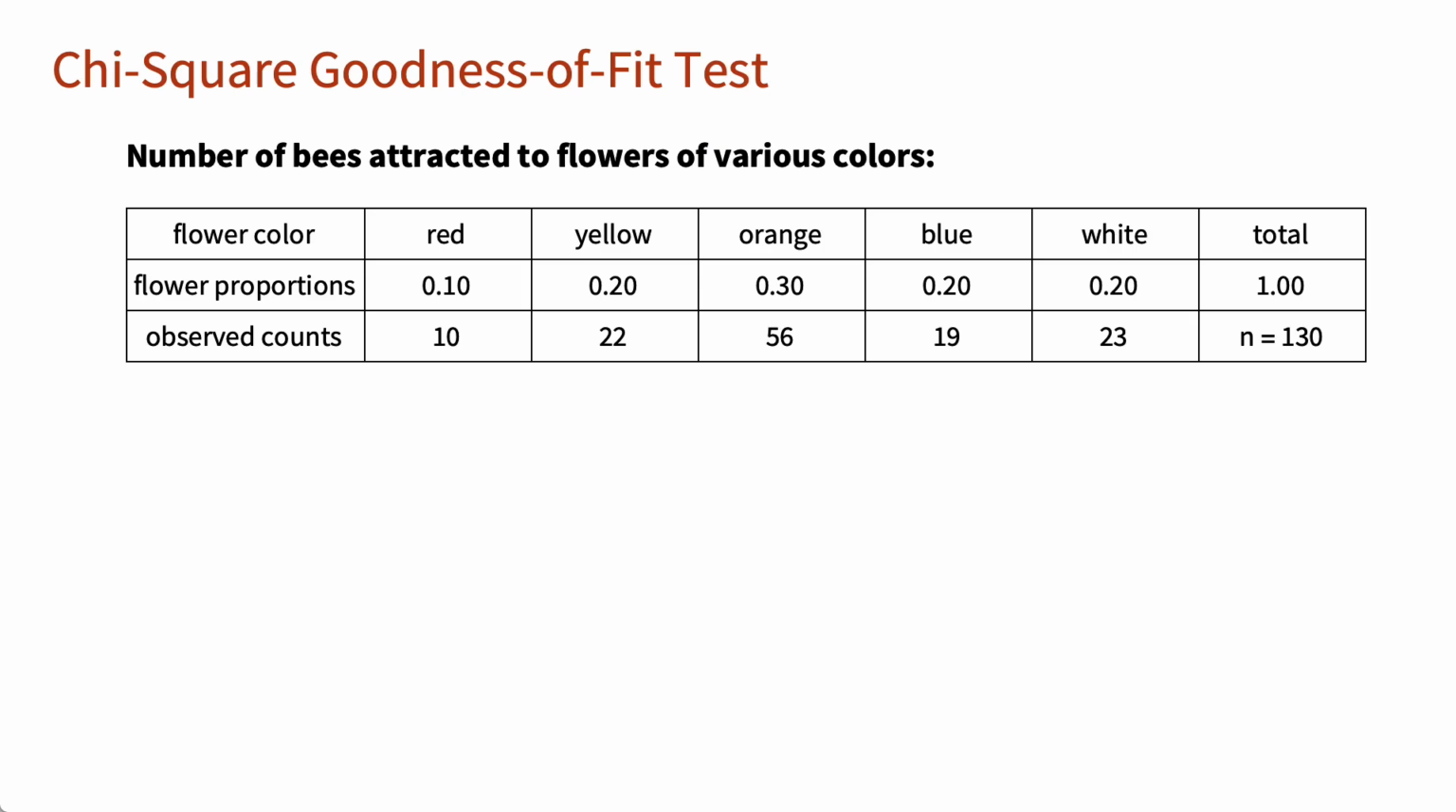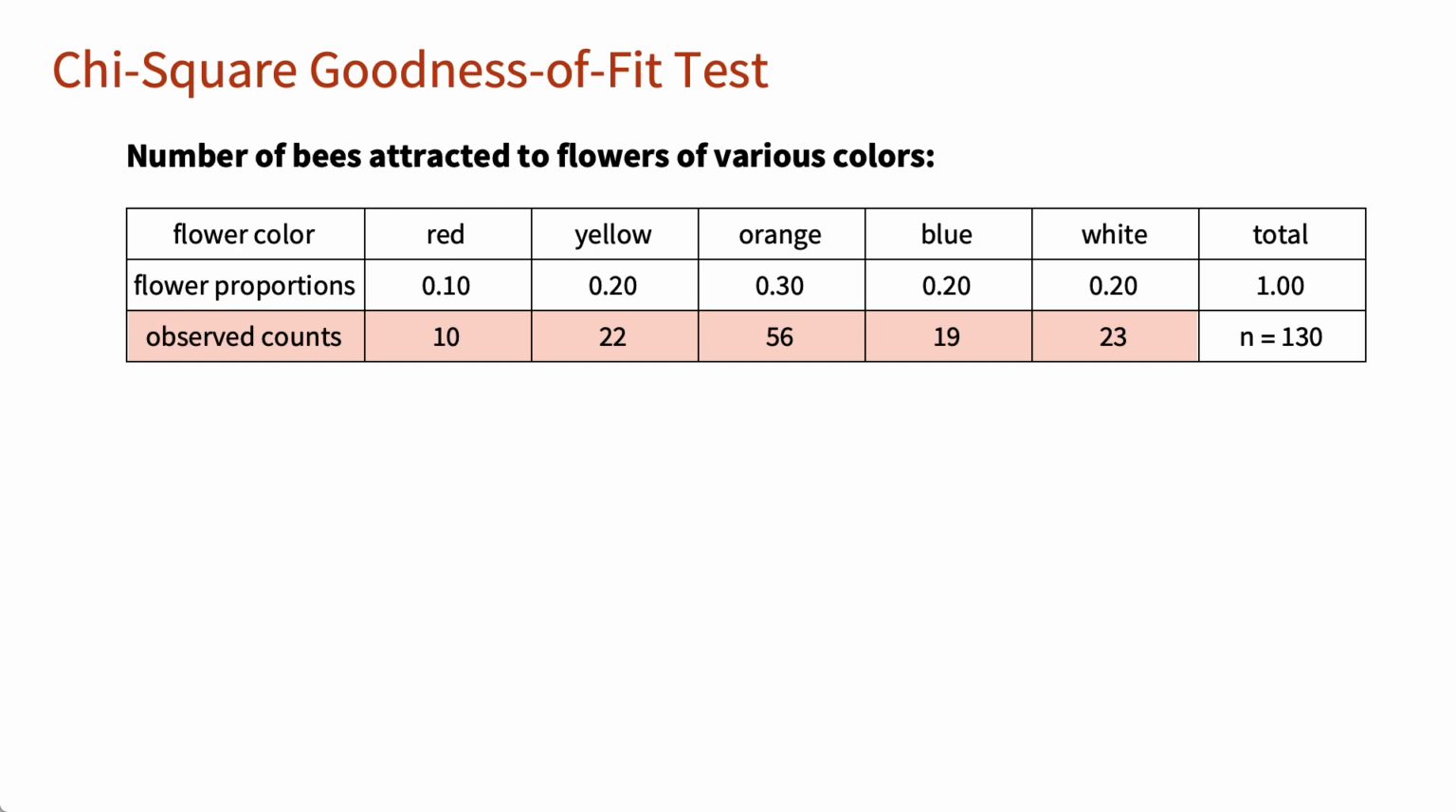To describe the chi-square goodness of fit test, here's a table showing data collected to find out if bees are more attracted to certain colors of flowers. This table shows the proportion of each of 5 different colors of flowers in a flower bed and the counts of the number of bees attracted to flowers of each color.